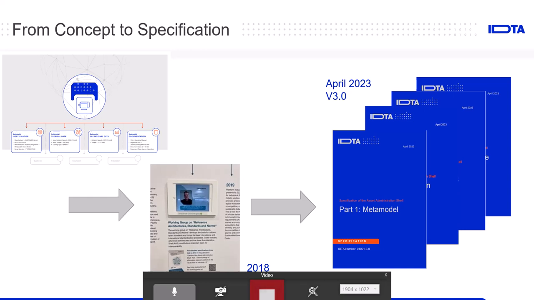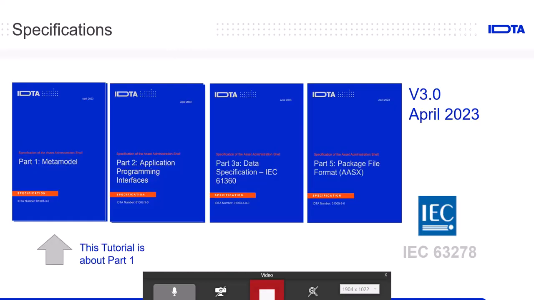In the meantime, we do have 4 documents for the specification of the asset administration shell. Part 1 was split into 3 parts. Part 2, the API, is still a separate part. So here you see the 4 parts, and this tutorial will be about the meta model, part 1.